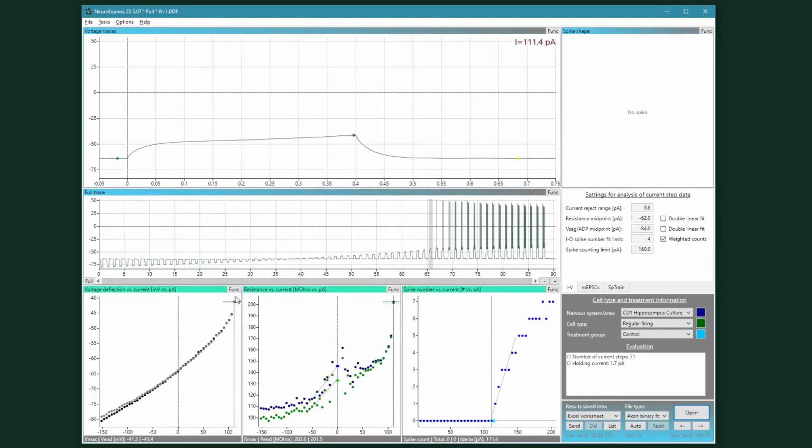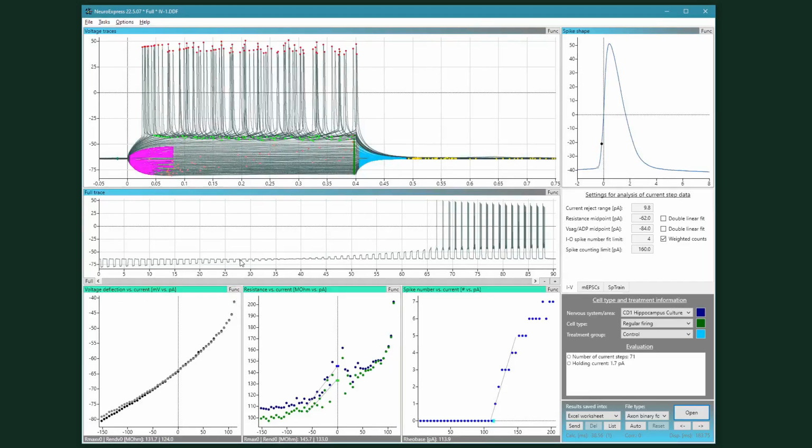So this is a very useful protocol to investigate a number of physiological parameters and intrinsic biophysical parameters of the cells of interest. We can calculate the membrane resistance, membrane time constant, voltage sag, rheobase, and many more.